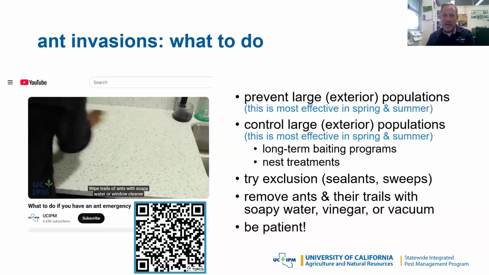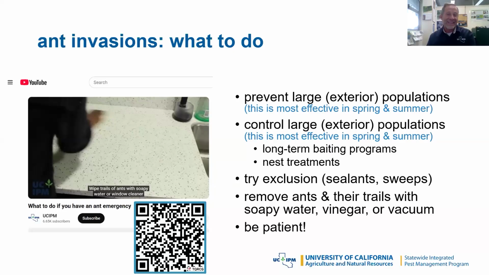So long-term baiting programs, in some cases, if you can identify nests, you can treat the actual nest. Exclusion is very important. We're always looking for places where ants are entering the home. We're using proper sealants, proper products to seal up those gaps and defects.